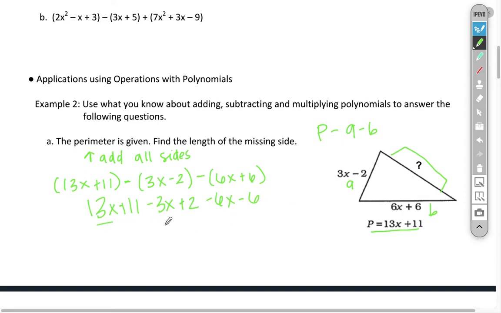So we have 13x, negative 3x, and negative 6x. And we have 11, positive 2, and negative 6. Right, and when we combine those, we've got 13x minus 3x, that's going to give us 10x. 10x minus 6x is going to leave us with 4x. Then we've got 11 plus 2, that's going to be 13. 13 minus 6 is going to give us 7. So 4x plus 7 is our final answer. So the missing side is 4x plus 7.